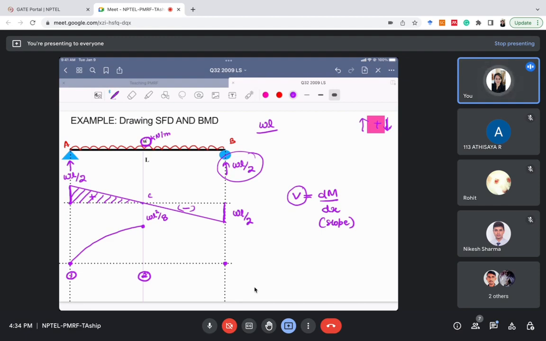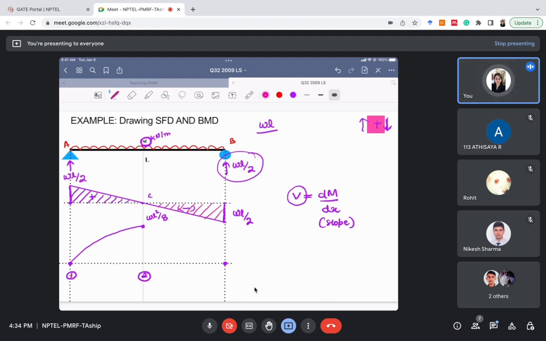Now for section CB, the shear force is negative and increasing. Do you agree? The shear force at section CB is negative but increasing. When we move towards the right side, it is increasing. For section CB, the shear force is negative and increasing.